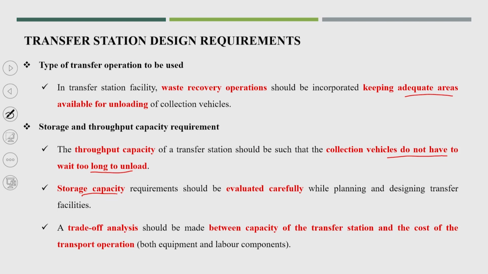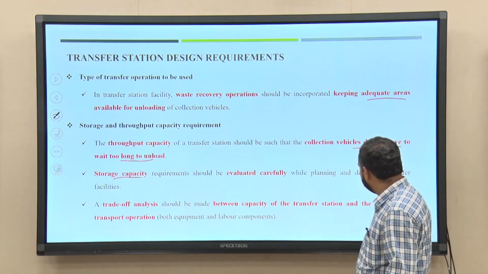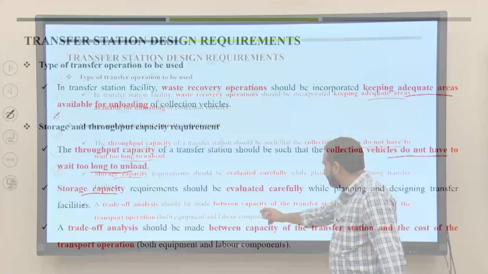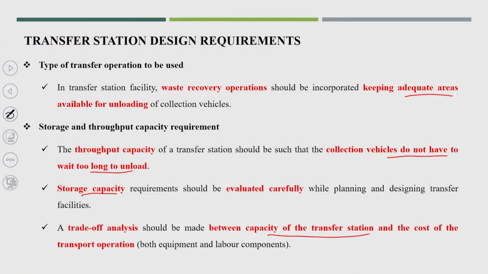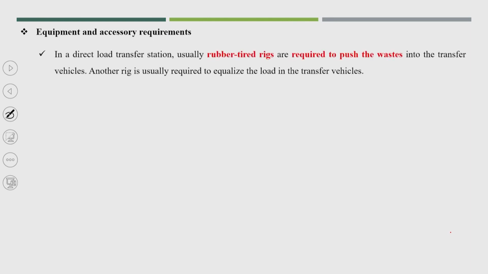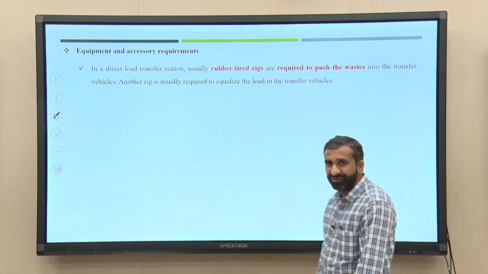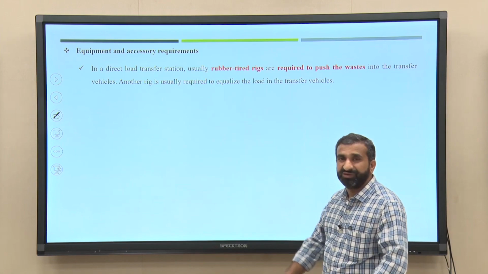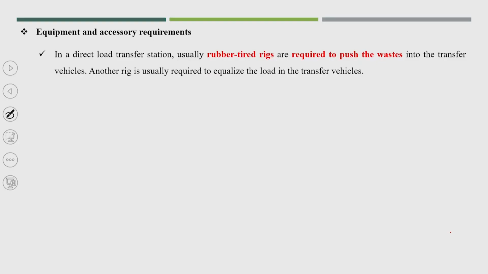If a trade-off is possible in the transfer station, based on that we can design the capacity of the transfer station and see what the cost of the transport operation will be. Another point is equipment and accessory requirement. Obviously, it again depends upon the objective of the transfer station, whether it is a direct load, a storage load, or a combination of both.